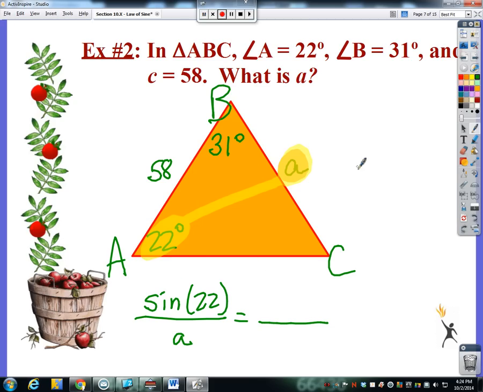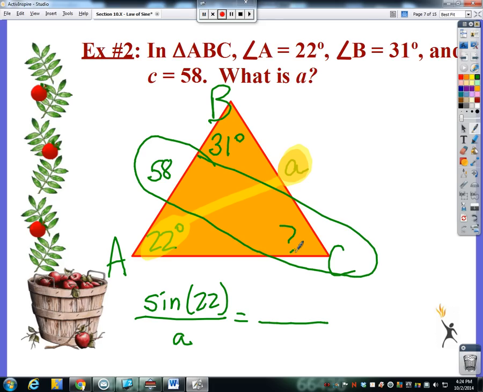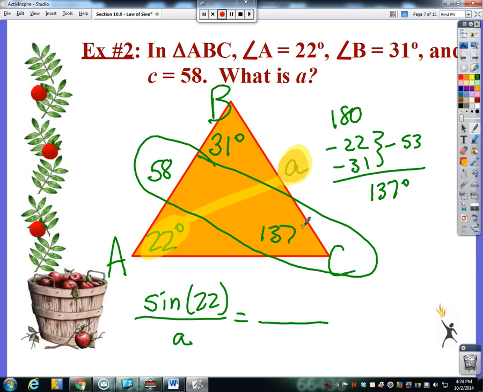So let's look at C's. You might go, hey, I know side C, but look, angle C, I don't know what it is. But we could figure out angle C because we know two of the angles in this triangle. It's 22 and 31. So if we took 180 minus 22 minus 31, we're really subtracting away what? 53? So angle C must be 137 degrees. So angle C, 137.